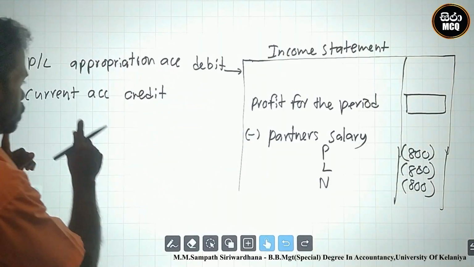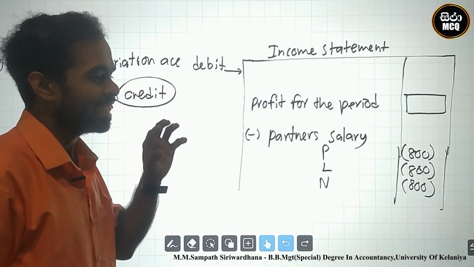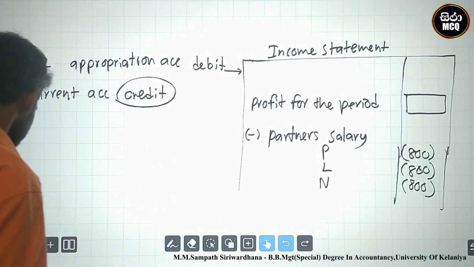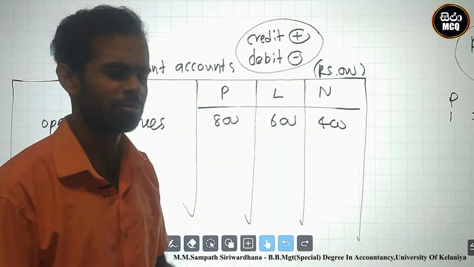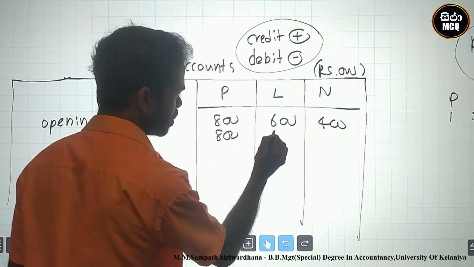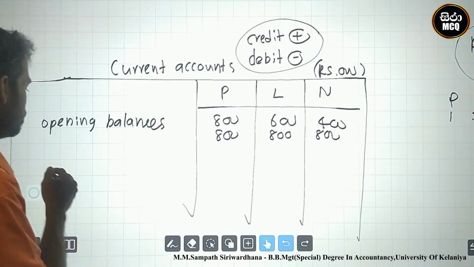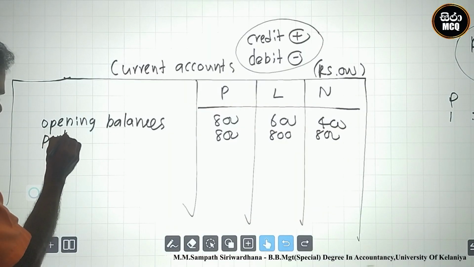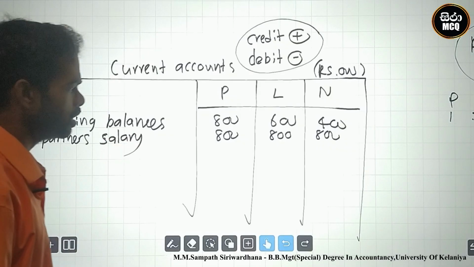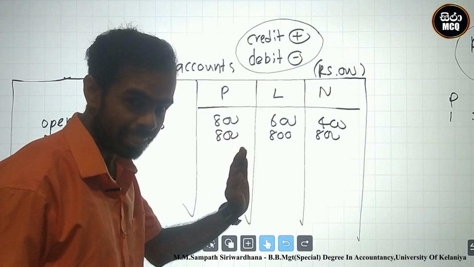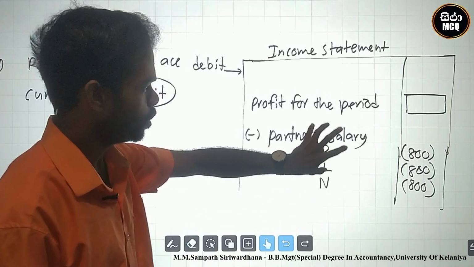After that you must credit to current accounts. Credit to current account means you must add this one. Therefore, partner salary I must add. All credit short you must add this one. Okay, this is the partner salary. Partner salary, current account credit, you must add this one, and deduct from the income statement, profit or loss appropriation account.